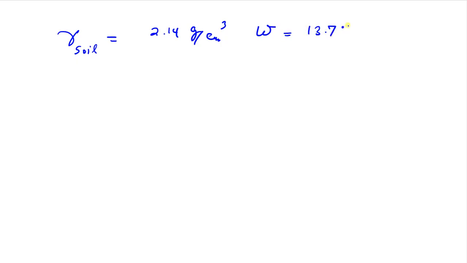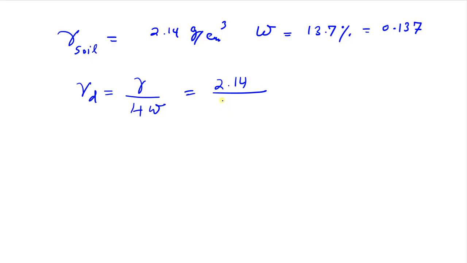13.7% is 0.137. So when you put it in the formula, you are not going to write 13.7, but 0.137. So what will be gamma D? Gamma D is gamma over 1 plus water content. So this is going to be 2.14 divided by 1 plus 0.137. This answer is going to be 1.88 gram per centimeter cube.